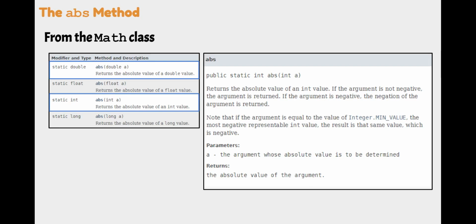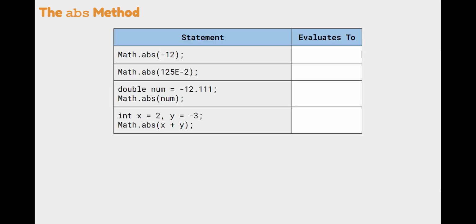Reading what this method does, it says it returns the absolute value of the value that is passed into it. So if we pass in a negative value, it will return that value as a positive value. If we pass in a positive value, it will just return that same positive value. Here we see some statements using that abs method. In our first example, we are calling it based on class because this is a static method. We say Math.abs, and we are passing in the int literal of -12. That statement will evaluate to the int value of +12.